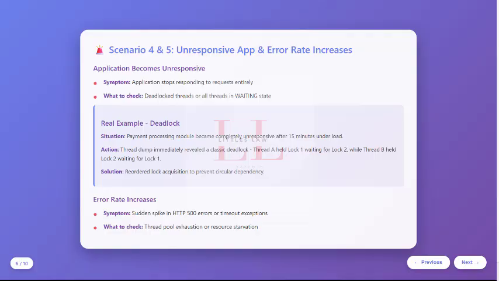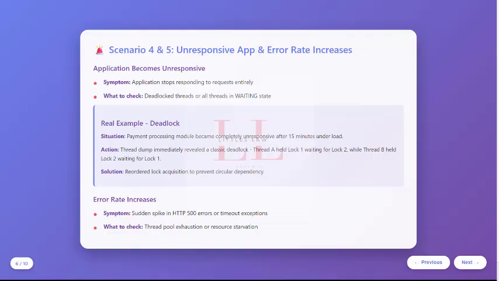It was a classic deadlock. Thread A was holding lock number 1 and waiting for lock number 2. Thread B was holding lock number 2 and waiting for lock number 1. So neither could proceed, and this is exactly what thread dumps are designed to catch. The fix was simple. Once we identified it, we reordered the lock acquisition sequence to prevent this circular dependency.